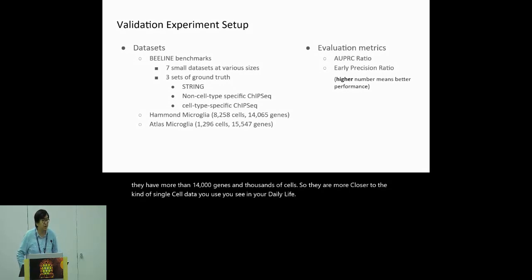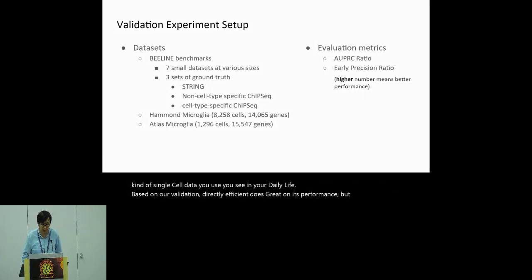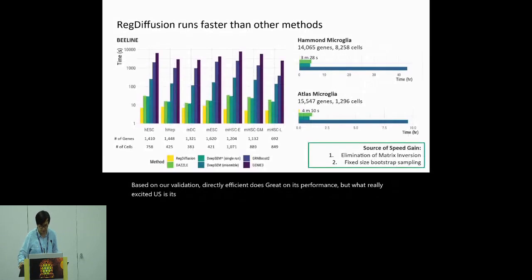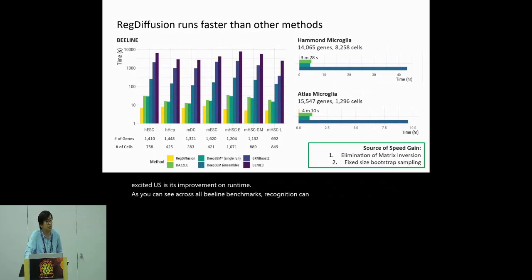Based on our validation, RegDiffusion does great on its performance, but what really excited us is its improvement on runtime. As you can see across all BEELINE benchmarks, RegDiffusion can almost always finish the inference within 10 seconds of GPU computing time. Note that I'm listing the size of the network down below. They're not small networks, with around 1,000 genes. In contrast, the ensemble version of DeepSEM takes roughly 5 minutes, and GENIE3 takes a little bit less than 3 hours.